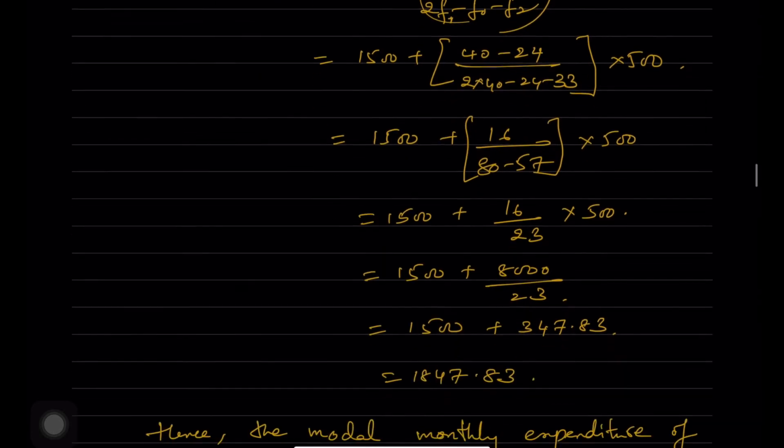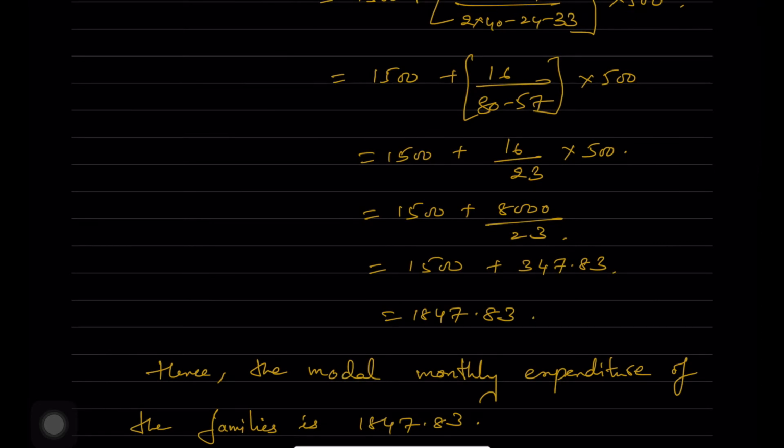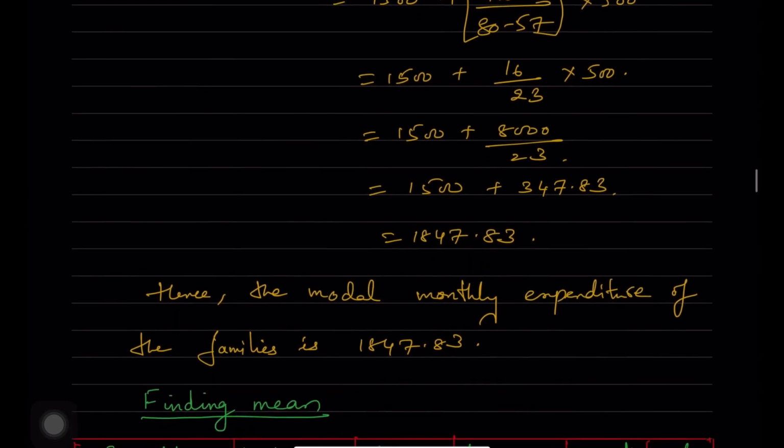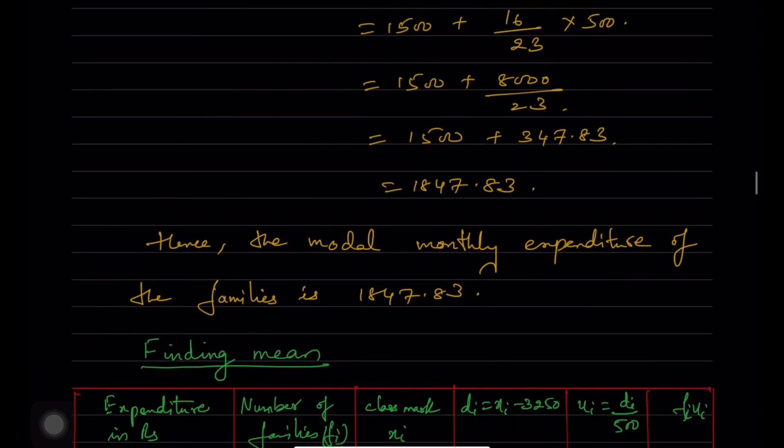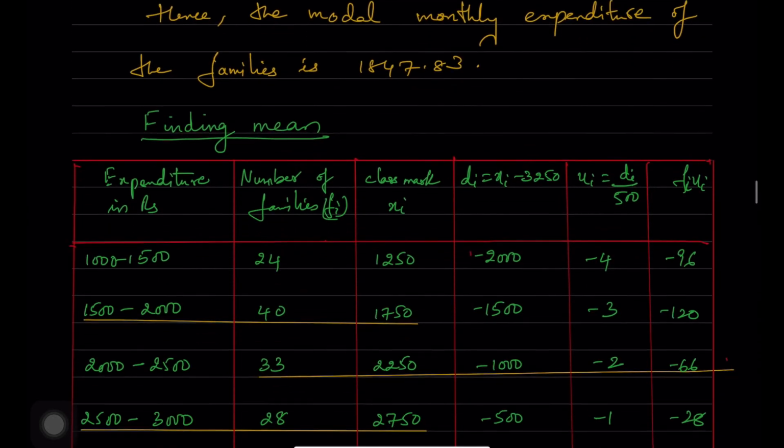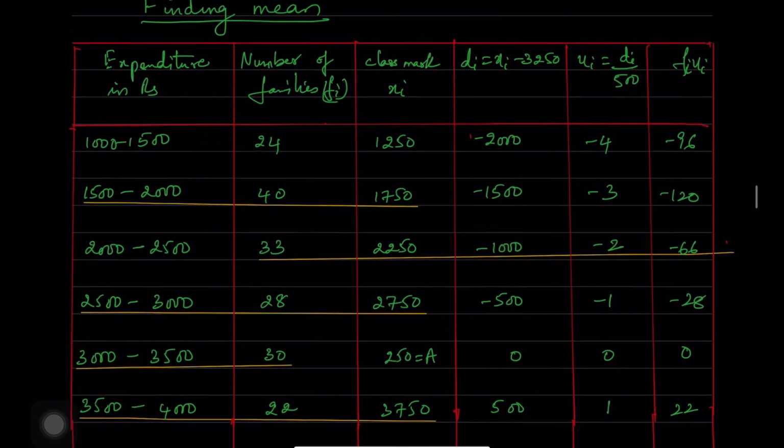So you're getting 1500 plus 16 into 500, which is nothing but 8000 by 23. So you're getting 347.83 plus 1500, which is equal to 1847.83. So the modal monthly expenditure of the families is 1847.83. Now we are going to find out the mean of this data.